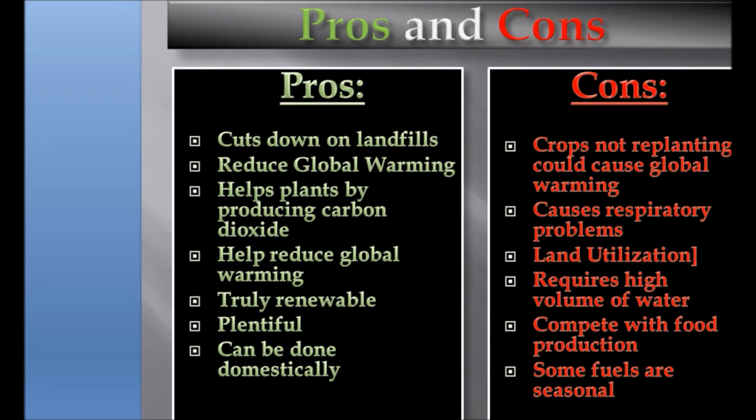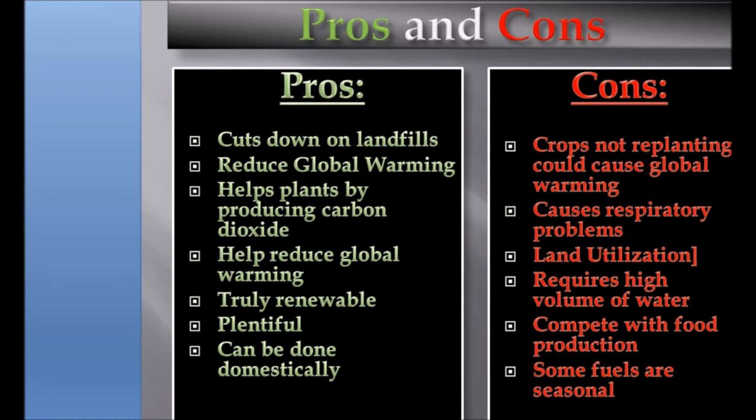Some of the cons: if the crops are not replanted, then biomass can emit carbon dioxide that will contribute toward global warming, which I explained earlier. It is responsible for many respiratory illnesses and deaths due to smoke inhalation, mainly in third world countries where they use stoves and fireplaces to heat.